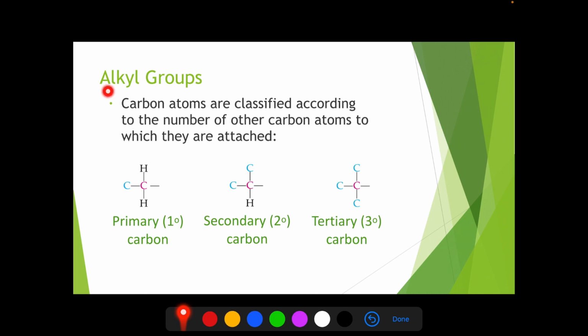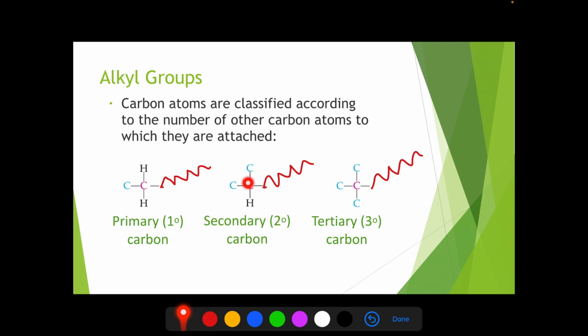So an alkyl group, ALKYL, an alkyl group is the carbon that is attached to something, okay? So alkyl groups are classified according to the number of carbon atoms to which they are attached, okay? So we might think about this alkyl group as being bonded to something, this one is being bonded to something, this one is being bonded to something. We don't really care. But what we are looking at in this case is how many other carbons it's attached to. So this right here is a primary carbon because it's attached to one other carbon.